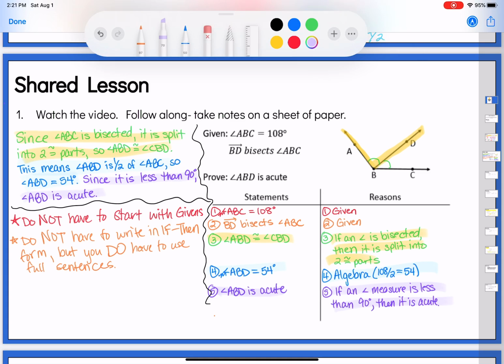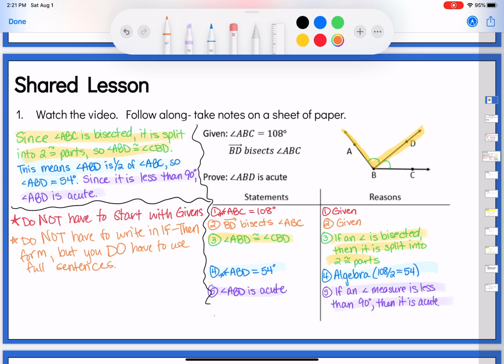So that's our last kind of tip for writing paragraph proofs. And this is the biggest one. This is the huge one you can't forget: every sentence needs a statement and a reason. And the biggest thing that people forget is the reason.